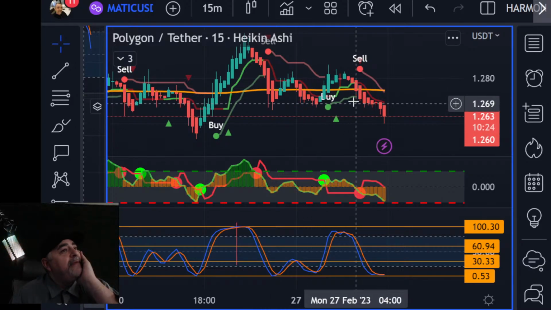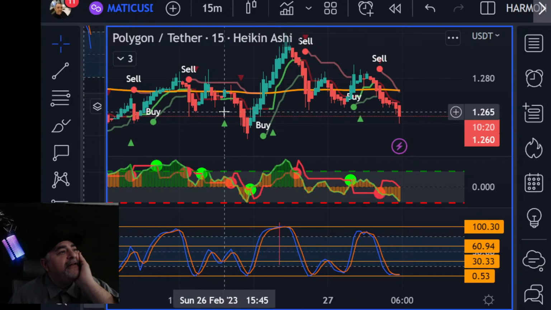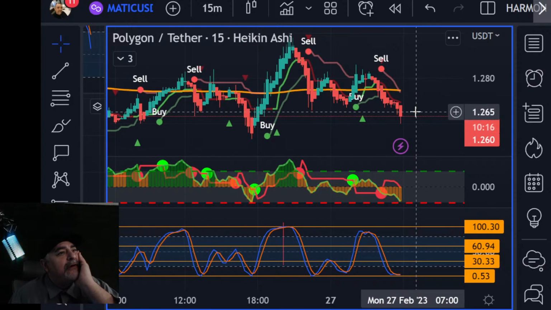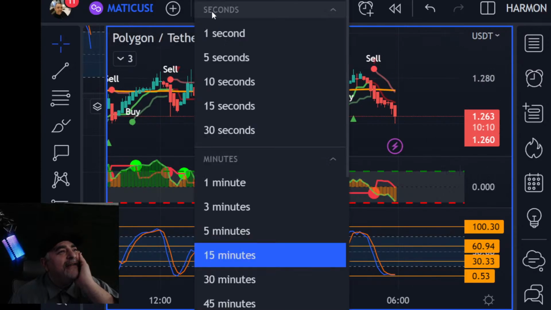I mean, we might be... Whew, it just broke that support line right there. See this little support line you have? It just broke that support. So, I mean, this is looking nasty. Nasty, man.